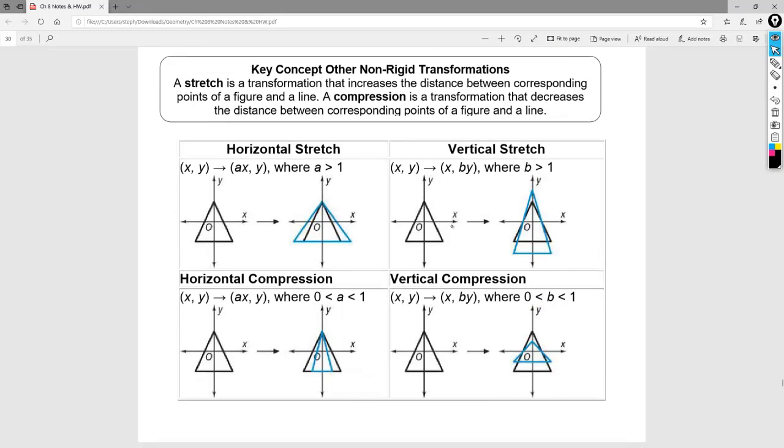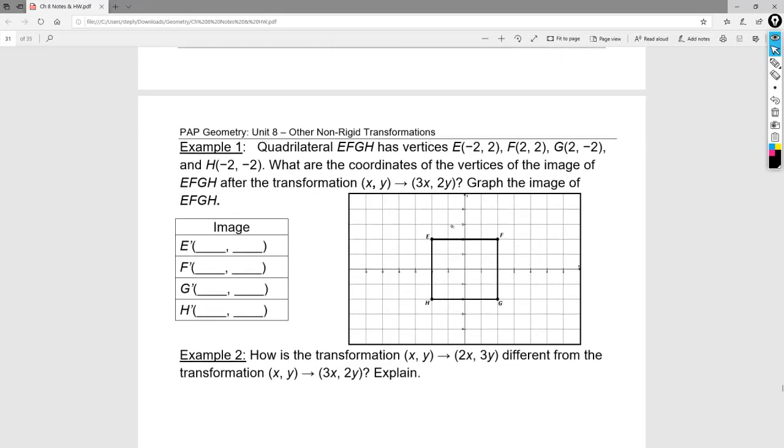Right, so what we can see here is a stretch will increase the distance and a compression will decrease the distance. A horizontal stretch is where we just stretch laterally, and a vertical stretch is where we stretch up and down. Okay, we want our scale factor to be greater than 1 for a stretch and between 0 and 1 for a compression. Okay, that's the idea here. It's the exact same thing as function transformations.